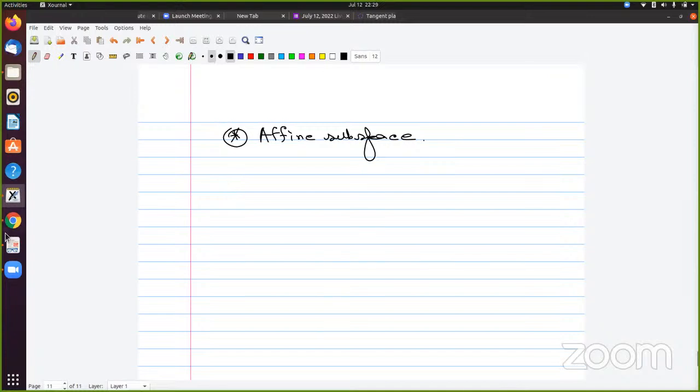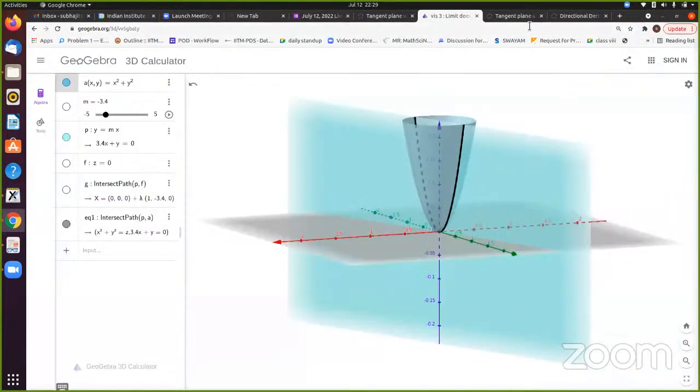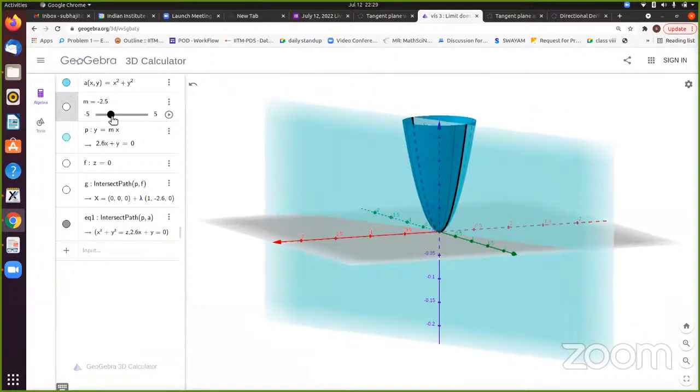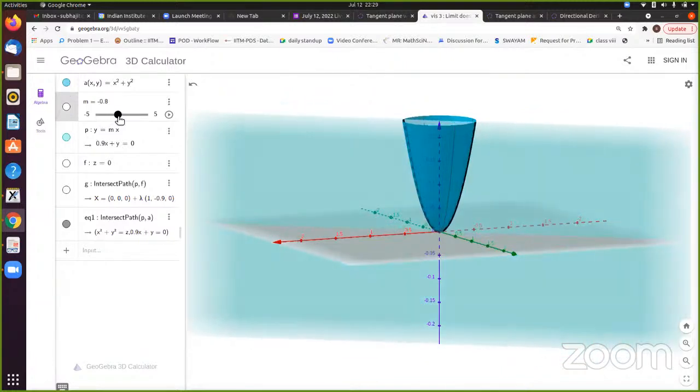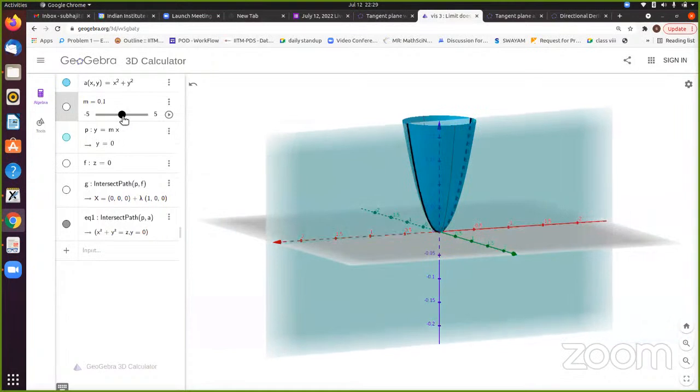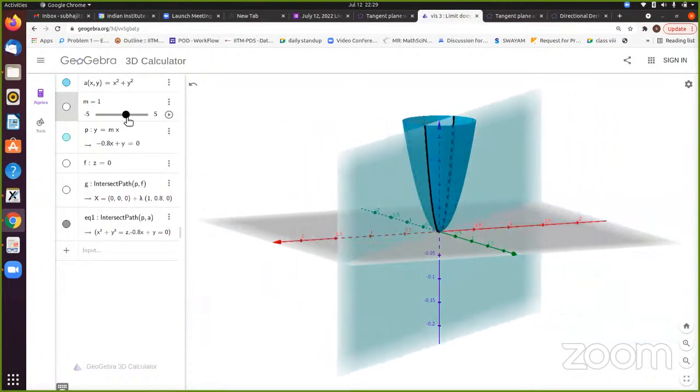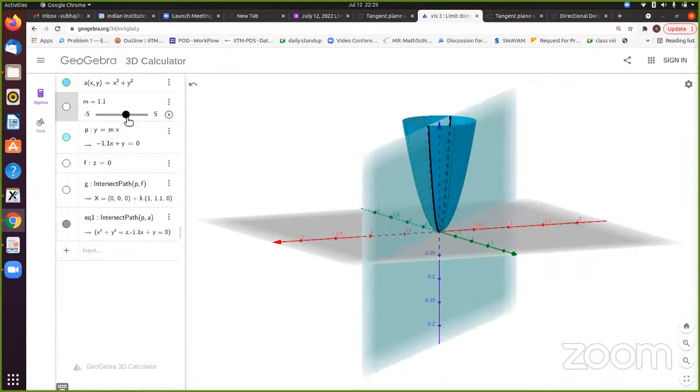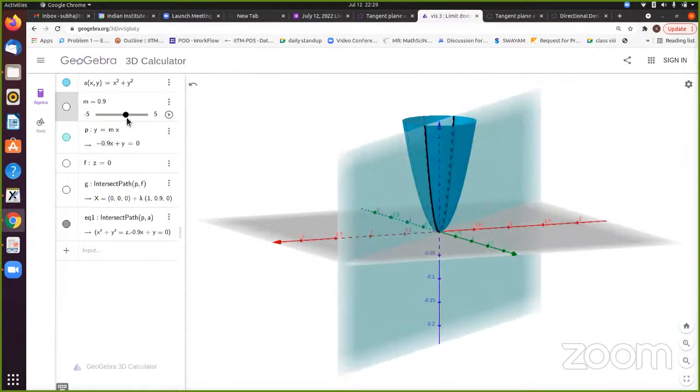Y equals mx, I have shown it in GeoGebra. Suppose I put m equal to 1, maybe 0.9. So this is a plane, right? This is not a straight line. Where y equal to x intersects the xy plane, that is your straight line y equal to x.